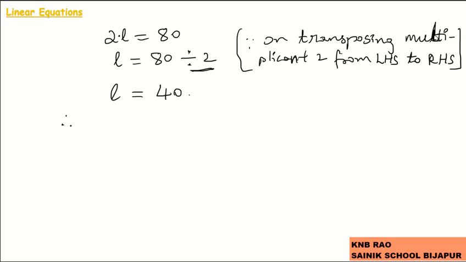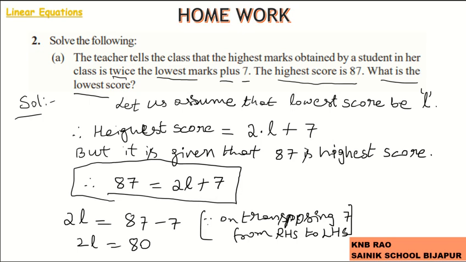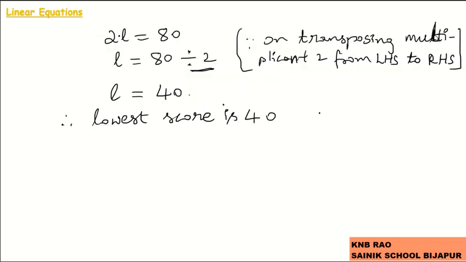Now, therefore, lowest score is 40. So, this is how we solve this question. Here lowest score is 40 marks. I have written along with the appropriate units or whatever you can say the situation. We write the conclusion. Writing conclusion is also important. Okay. So, compulsory you must write the conclusion, end of the solution.